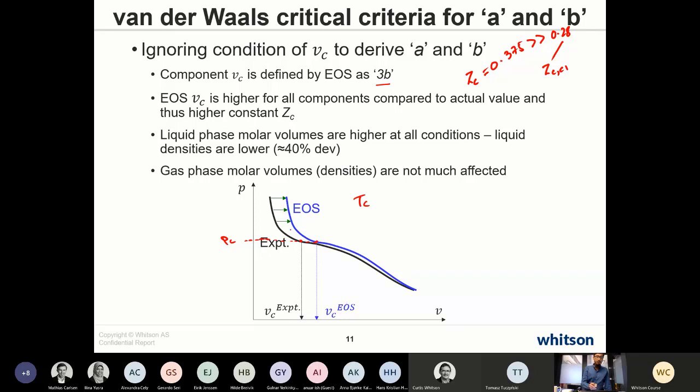So here on the left side of the critical, we have liquid phase. On the right side of the critical, we have vapor phase. So on these liquid phase densities, they are going to be much lower because the volume is higher, so about 30–40%.